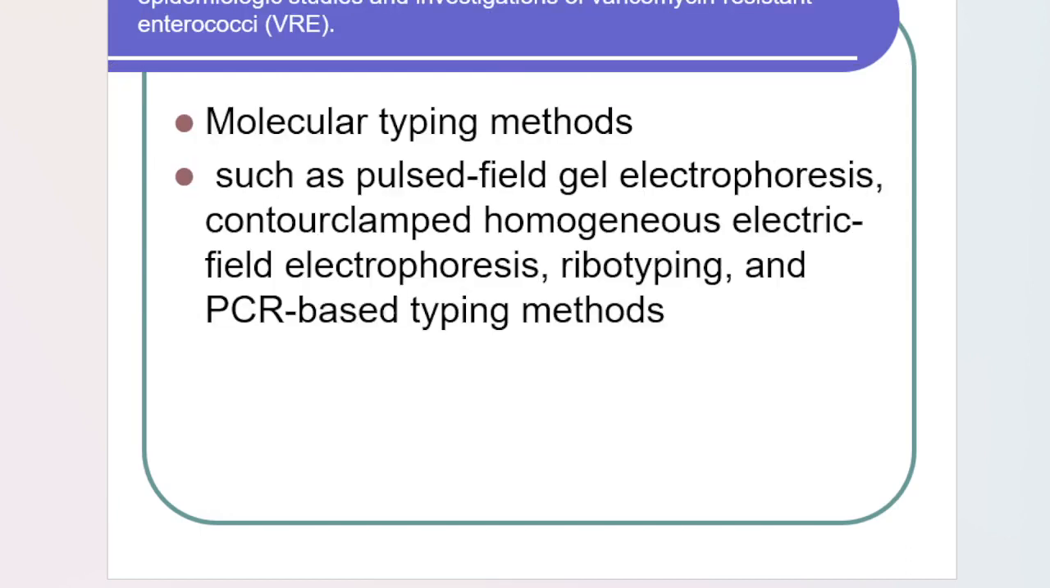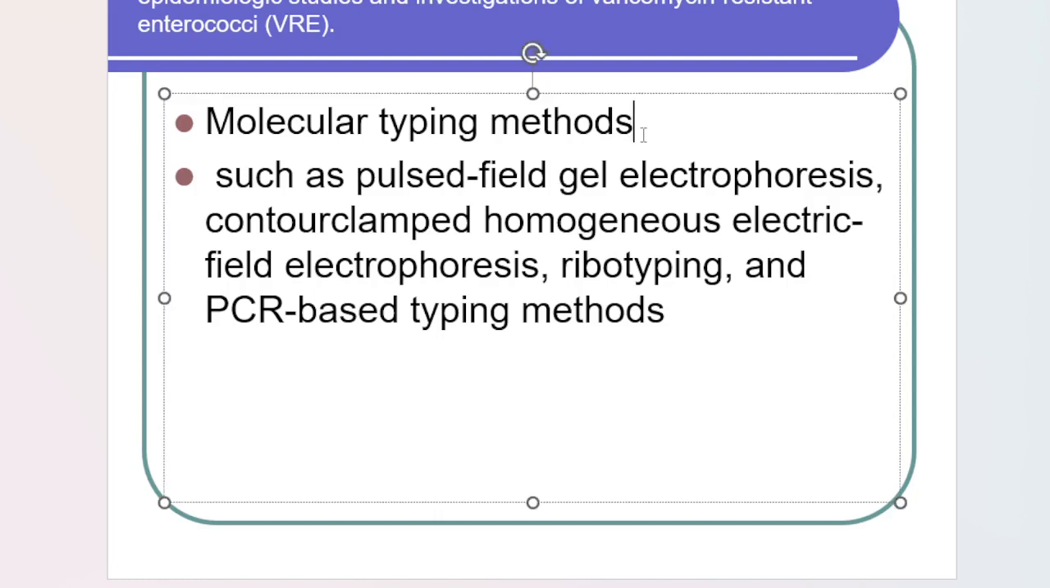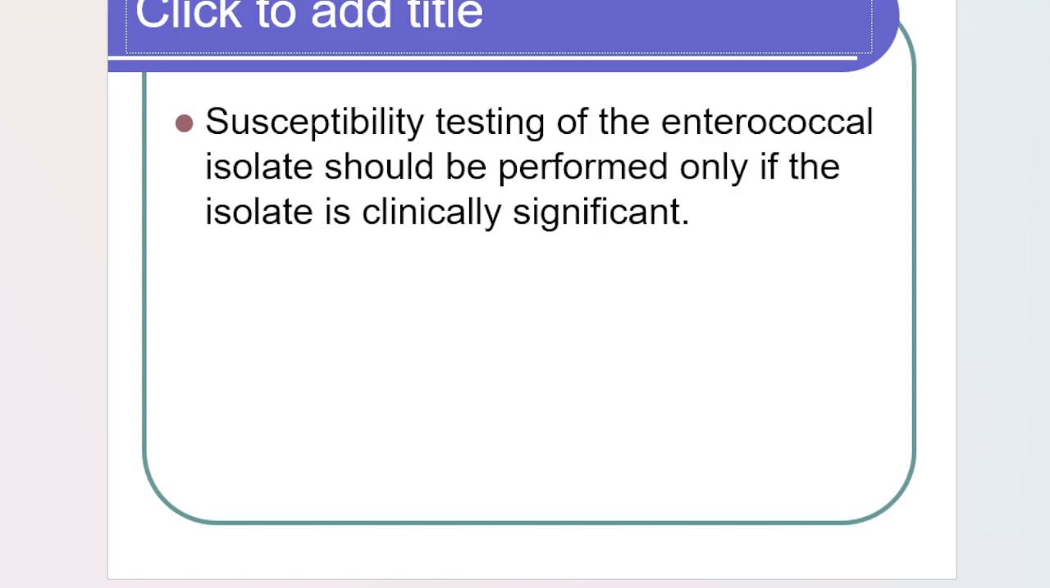In epidemiologic investigations of vancomycin-resistant Enterococci, molecular typing is used. It can be pulsed-field gel electrophoresis, contour-clamped homogeneous electric field electrophoresis, ribotyping, or PCR typing methods. And susceptibility testing of the enterococcal isolate should be performed only if the isolate is clinically significant.